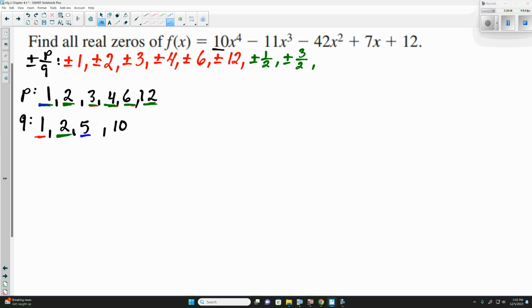Because we're going to have 1 over 5, which is plus or minus 1/5. 2 over 5 is plus or minus 2/5. 3 over 5 is plus or minus 3/5. 4 over 5 is plus or minus 4/5. 6 over 5 is plus or minus 6/5. And lastly, 12 over 5 is plus or minus 12/5.